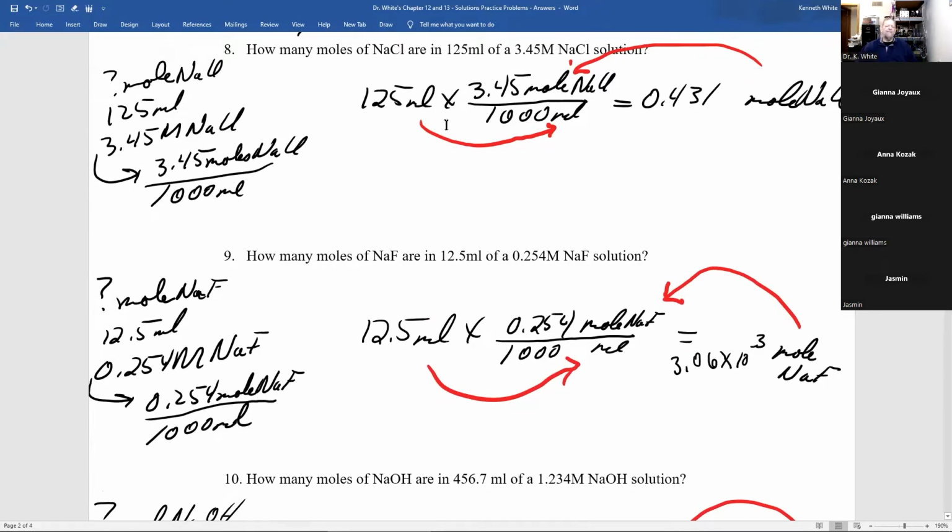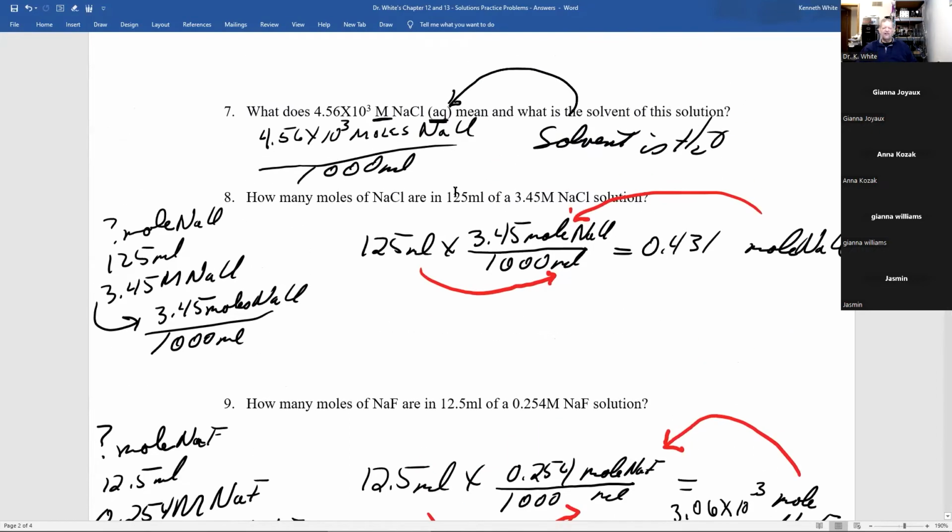All right. How many moles of sodium chloride are in 125 milliliters of a 3.45 capital M NaCl solution? As we've done all semester, I might as well give it away.